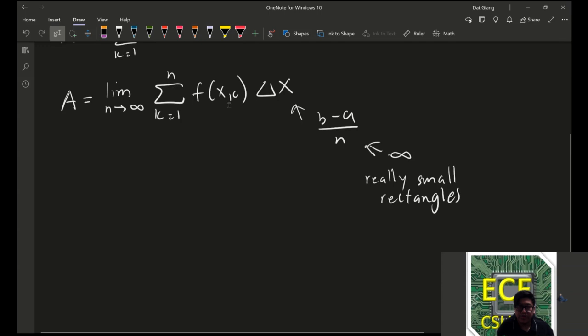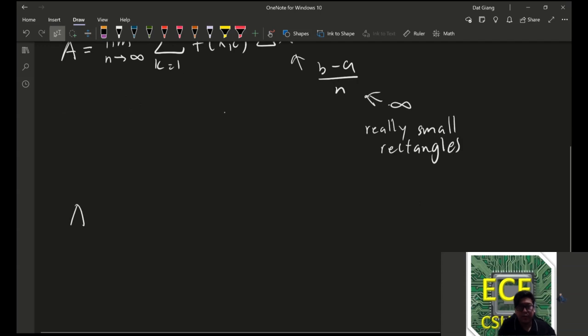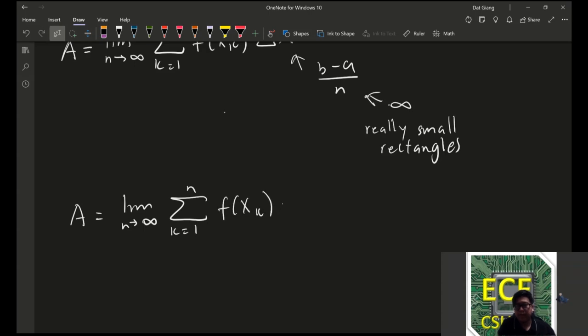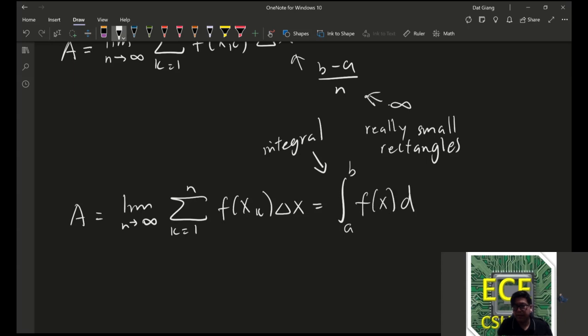This notation we replace by a different symbol. So the limit as n goes to infinity of the summation starting at k equals 1 to n of f of x_k delta x is given by this symbol. This symbol is called the integral. In this case, we have what's called a definite integral, which is going to be discussed in the next section. The integral from a to b of f of x dx.